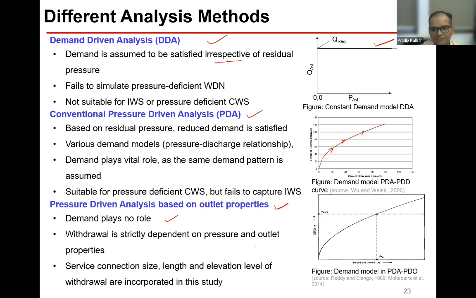A lot of research has happened on outlet properties based pressure driven analysis, and withdrawal is strictly dependent on pressure and outlet properties. So what is the pressure in the system and what is the outlet property of the model? Service connection size, length, elevation level, those things we should consider.